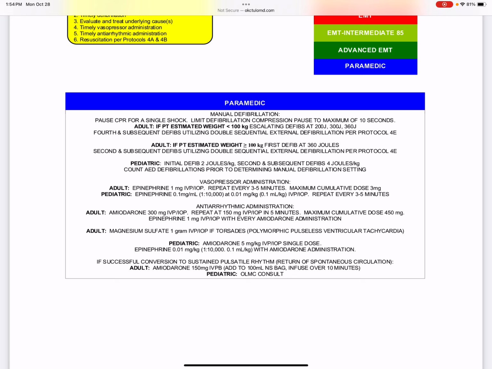And so if they're under 100 kilograms, your first defibrillation will be 200, the second one will go to 300, and the third one will go to 360. This is all assuming that they stay in a shockable rhythm and they don't obtain ROSC or go into asystole or PEA. On the fourth shock and everything after that, you will go to double sequential external defibrillation. And that's what we talked about in protocol 4E. Now, if the patient is over 100 kilograms, your first defibrillation is going to be 360 joules. And then after that first shock, everything will be at your double sequential external defibrillation.